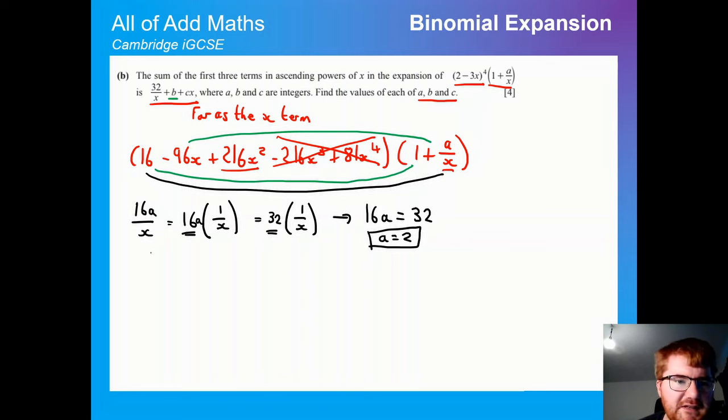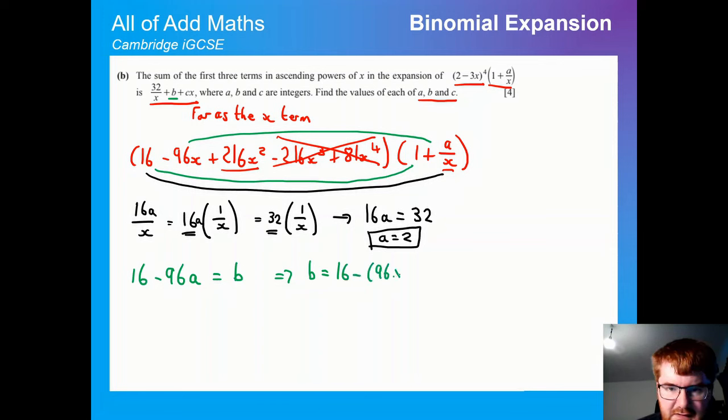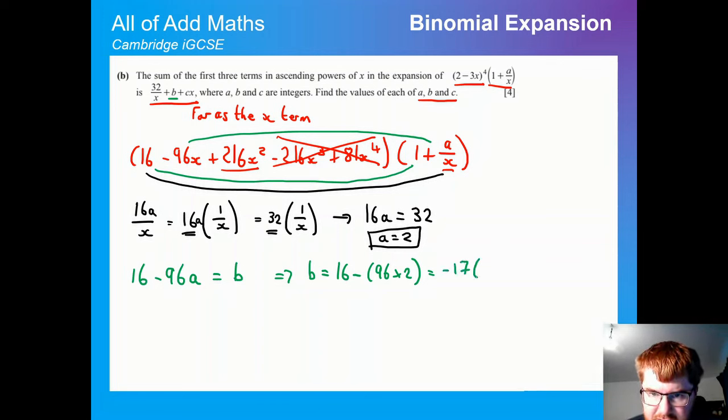So first of all, we've got 1 times 16, that's just equal to 16. And then we've got minus 96x times plus a over x, x's cancel. We get then minus 96a. And then this just needs to be equal to b. So therefore, b will be equal to, you know what a is already, 16 minus 96 times 2. And I'm going to use the calculator for this one. So we're going to get 16 minus 96 times 2, and that gives us minus 176.